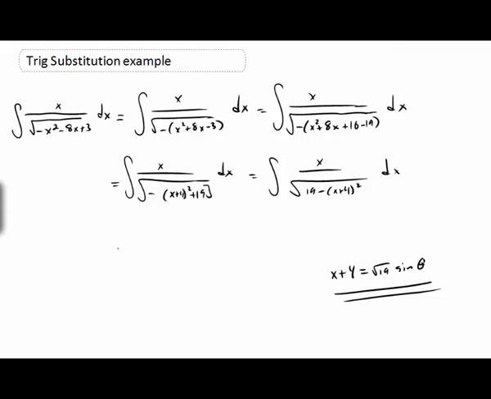Now, when I make that substitution, my integral looks like this. My denominator simplifies to 19 minus x plus 4 squared. So I'm squaring this, and when I square the square root of 19 sine theta, I get 19 sine squared theta.